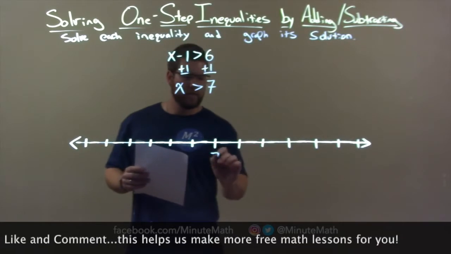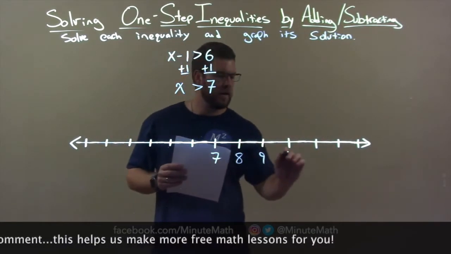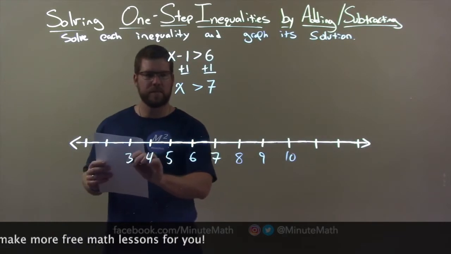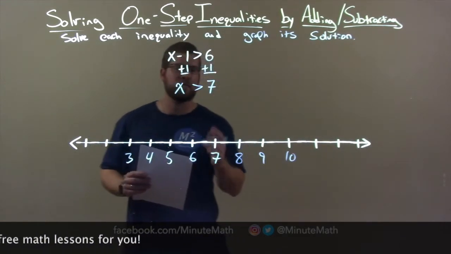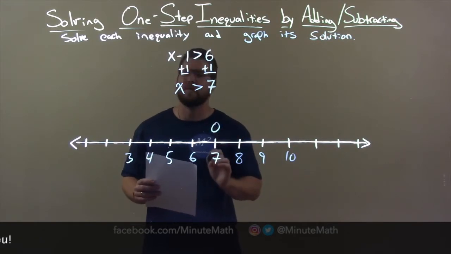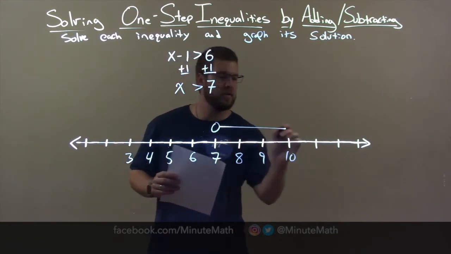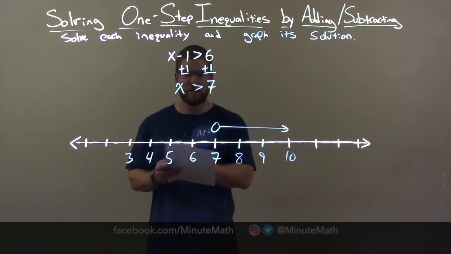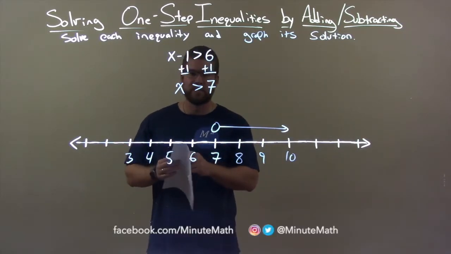So let's make a graph. Let's put 7 here, 8, 9, 10, and 6, 5, 4, 3. Well, since x is at 7, right, but it's not equal to 7, we have an open circle here at 7. It's greater than, we shade to the right, and there we have it. Our graph now matches our final answer of x is greater than 7.